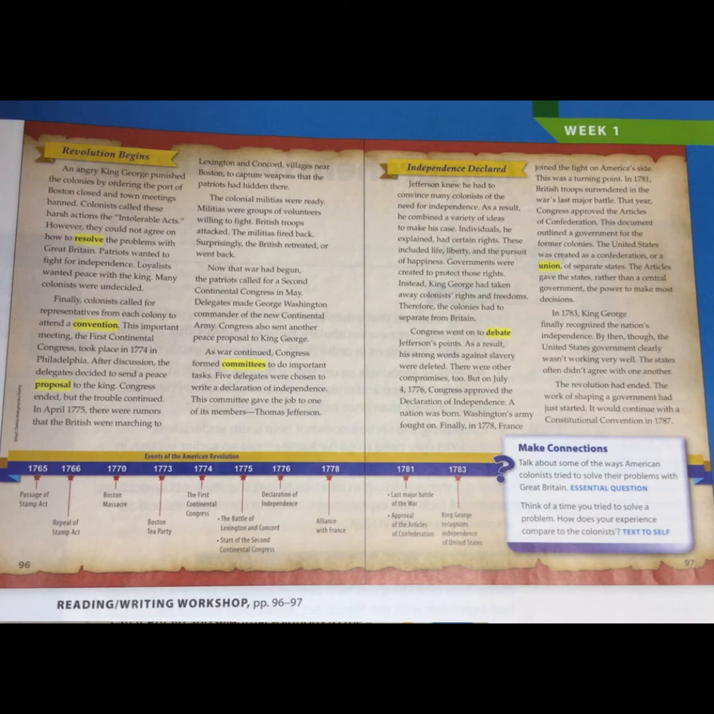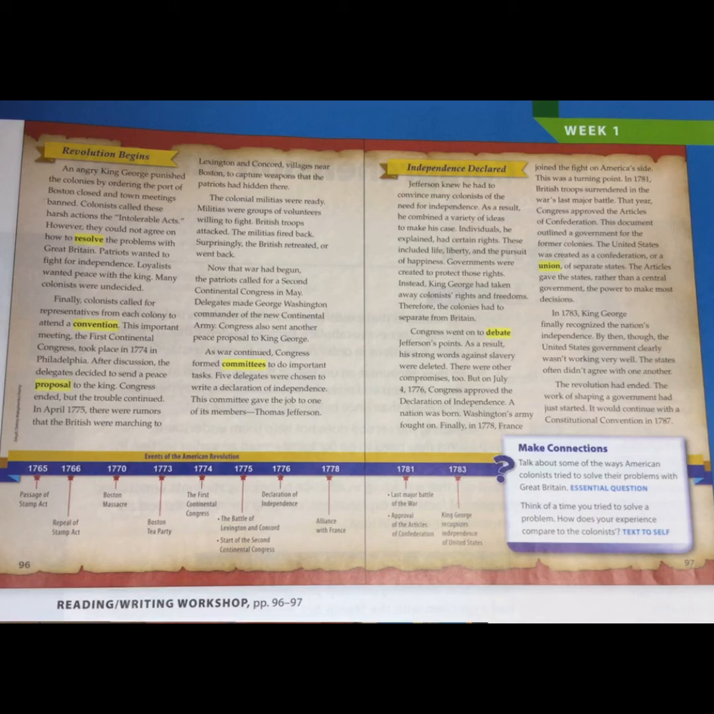Independence declared. Jefferson knew he had to convince many colonists of the need for independence. As a result, he combined a variety of ideas to make his case. Individuals, he explained, had certain rights. These included life, liberty, and the pursuit of happiness. Governments were created to protect those rights. Instead, King George had taken away colonist rights and freedoms. Therefore, the colonies had to separate from Britain.